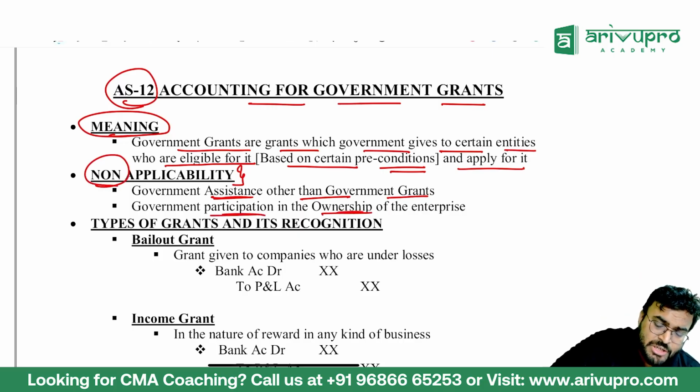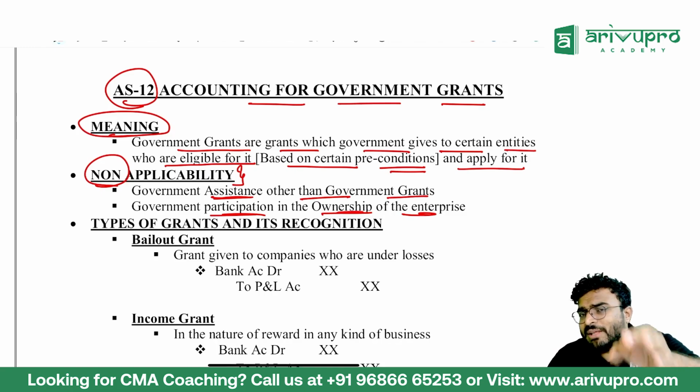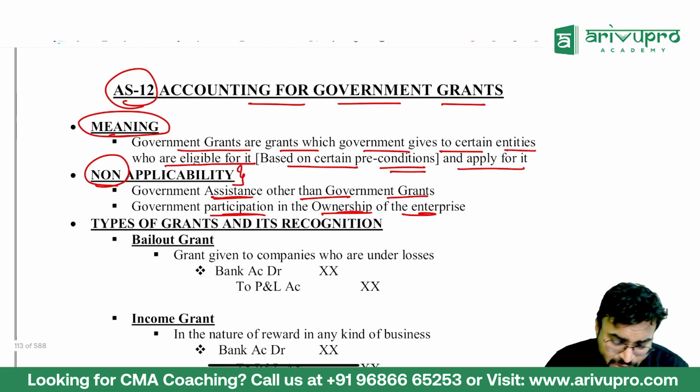Government participation in the ownership: government is giving you money and telling you, I am also the owner now, give me shares. This leads into a territory called government company. We are not going to discuss that. Here, government participation is not there. If government gives you money and becomes owner, then we are not going to discuss that particular thing over here.